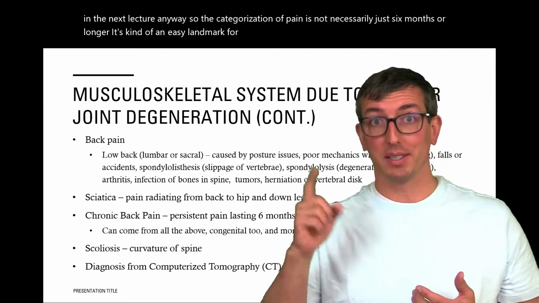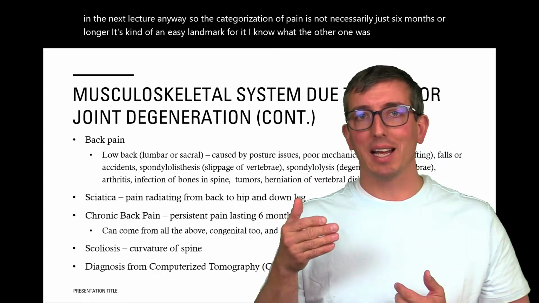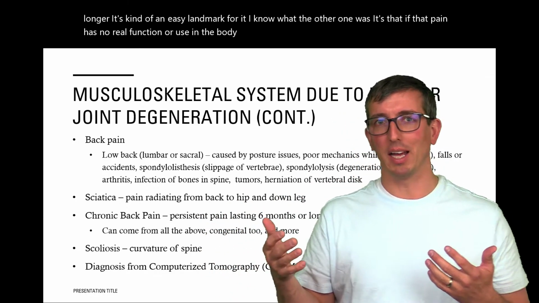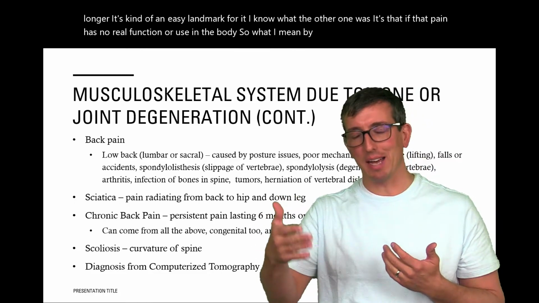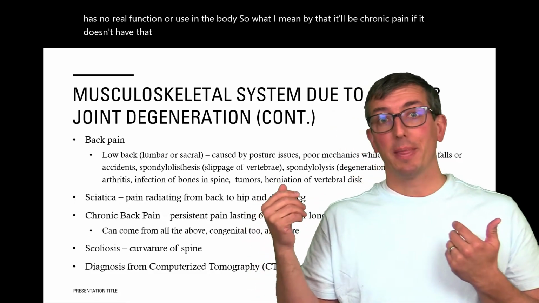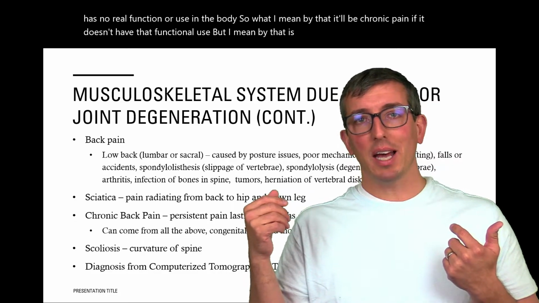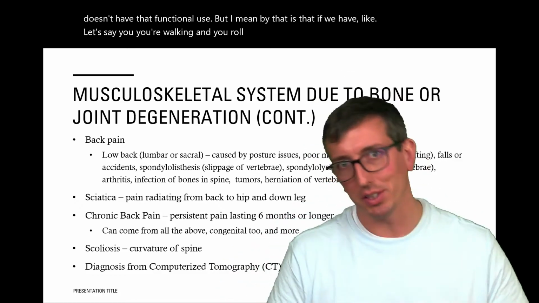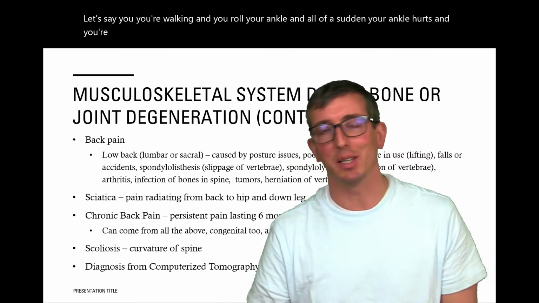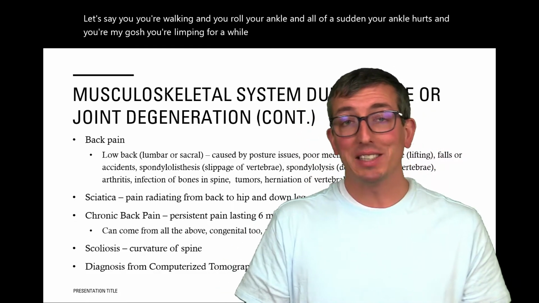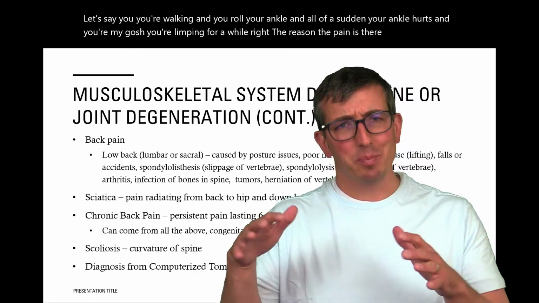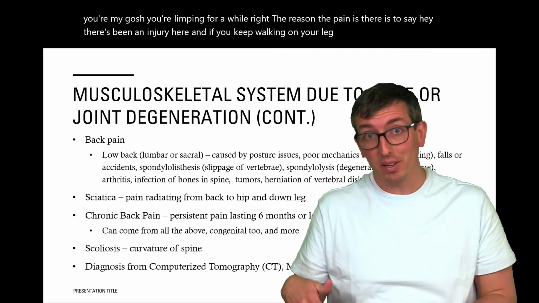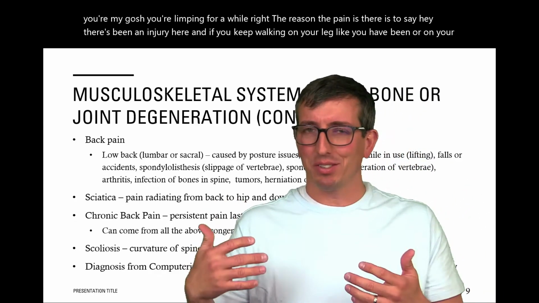Oh, I know what the other one was. It's that if that pain has no real function or use in the body, it'll be chronic pain. What I mean by that is, let's say you're walking and you roll your ankle and all of a sudden your ankle hurts and you're like, oh my gosh, and then you're limping for a while, right? The reason that pain is there is to say, hey, there's been an injury here, and if you keep walking on your leg like you have been, or on your ankle, then there's potential to re-injure it.